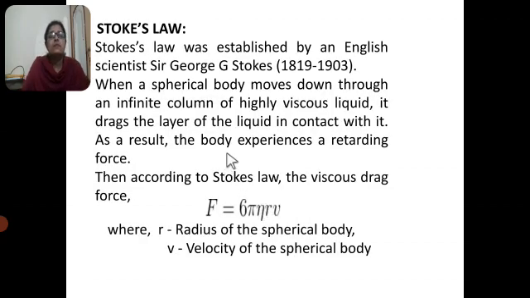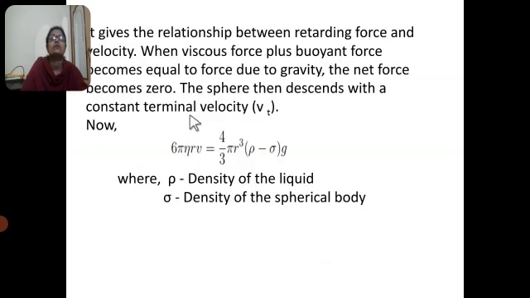Eta is the coefficient of viscosity of the liquid. Stokes' law was established by an English scientist, George G. Stokes, 1819 to 1903. When a spherical body moves down through an infinite column of highly viscous liquid, it drags the layer of the liquid in contact with it. As a result, the body experiences a retarding force. According to Stokes' law, the viscous drag force is F equals 6 pi eta r v, where r is the radius of the spherical body and v is its velocity. So it gives the relationship between the retarding force and the velocity.